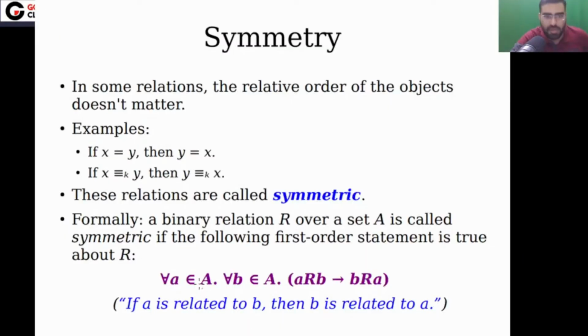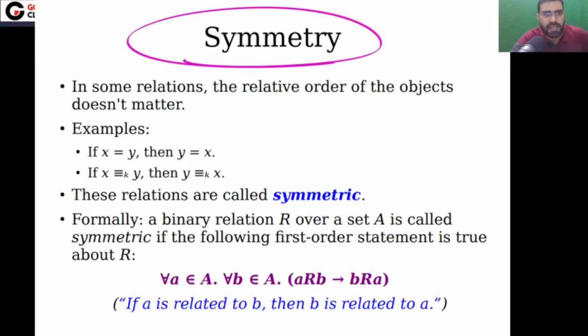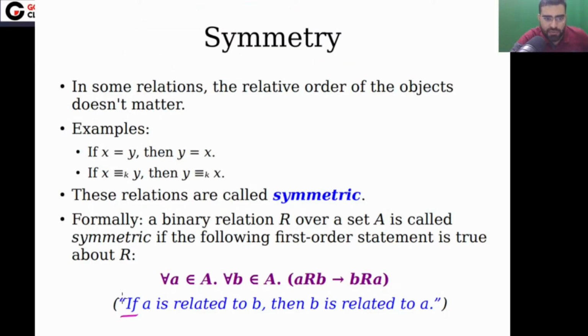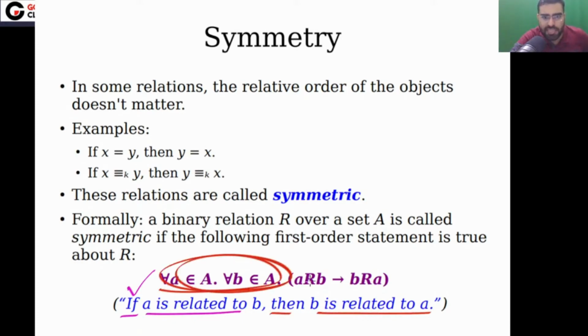Now let's see the symmetric property. The symmetric property says that if, and this if is very important, if A is related to B, then B should be related to A. For all the elements, if A is helping B, then B will help A.